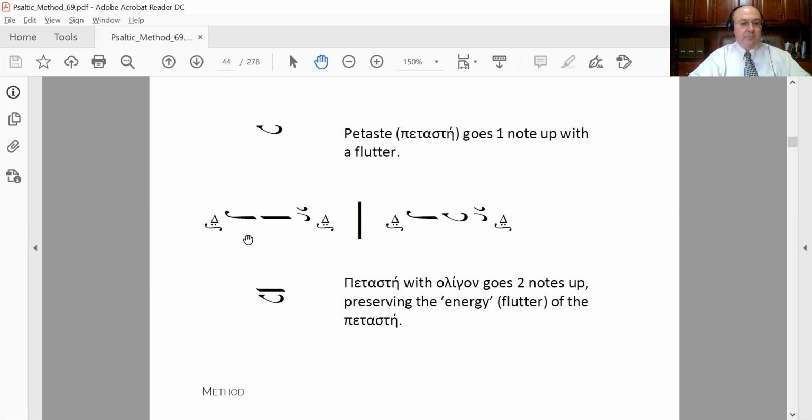Thee, again. Thee, with petasti. Thee, or thee. Okay, so the voice goes a little bit higher than the actual note that it hits, in this case ke, but it quickly comes down.